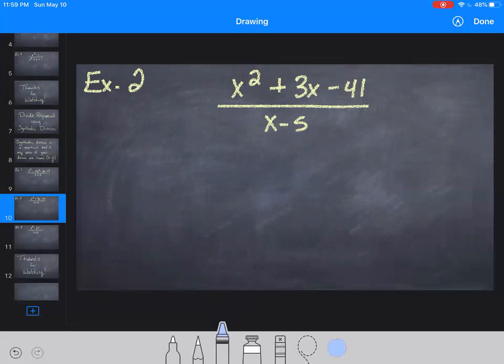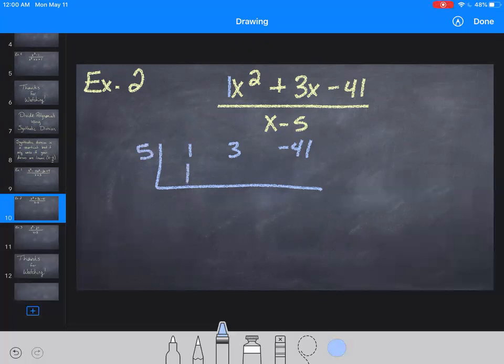Let's take a look at example 2. I have x squared plus 3x minus 41 all divided by x minus 5. If I want to do synthetic division, I'm going to draw that long L, and I'm going to write every single coefficient. Well, I have 1x squared, a positive 3x, and a negative 41. And my divisor, x minus 5, I'm going to set that equal to 0, solve for x, and get 5. I'm going to end up dividing by a positive 5.